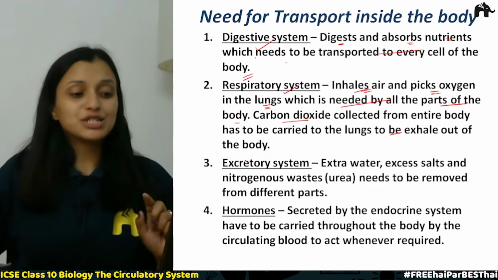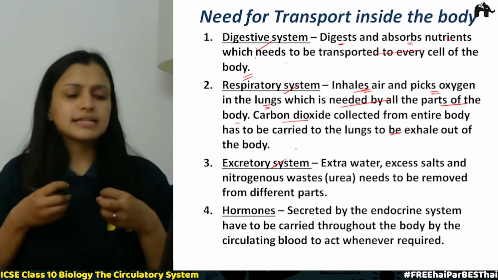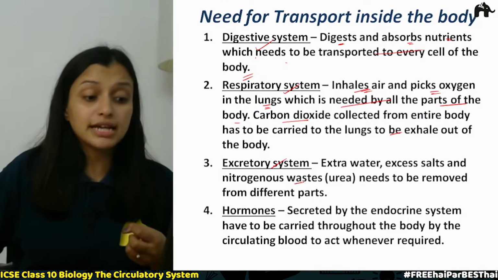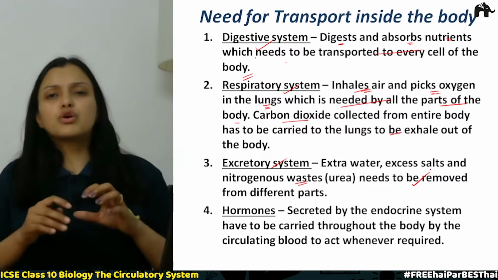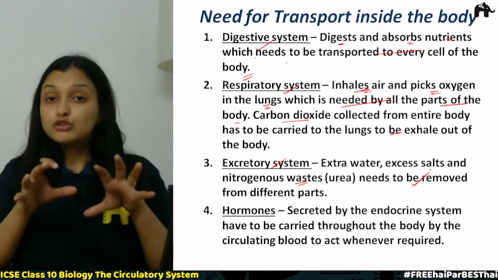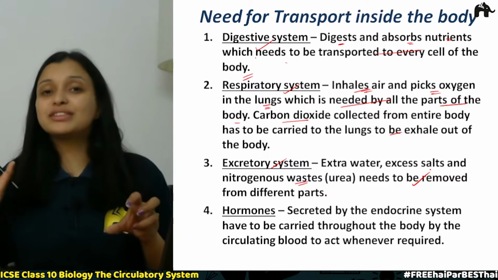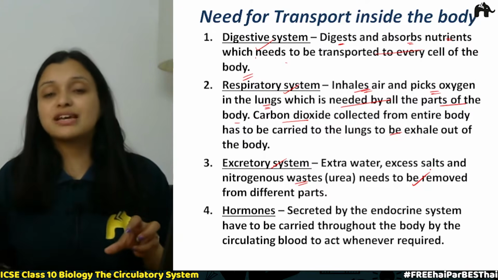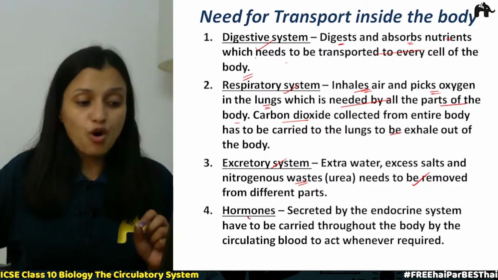Clear? The next point is the excretory system. There is excess water, there are excess salts, and there is excess nitrogenous waste, that is urea, which needs to be removed from different parts of the body. So who does that? There is a fluid which carries all these toxic and extra substances from the body for excretion. Clear? The next is hormones.